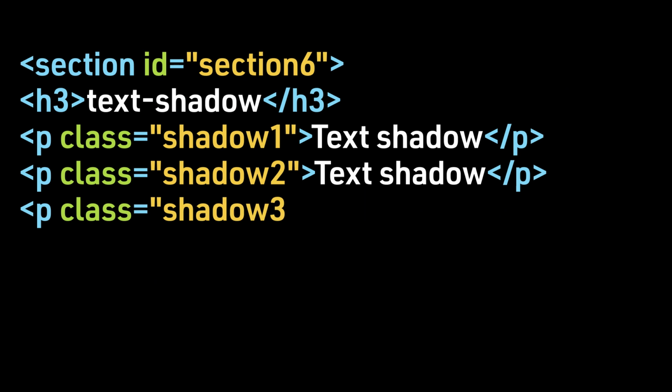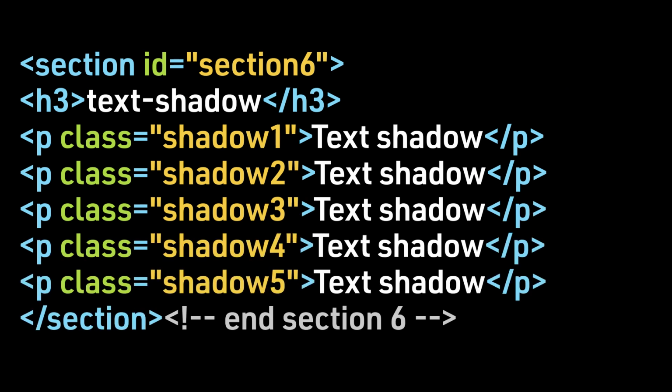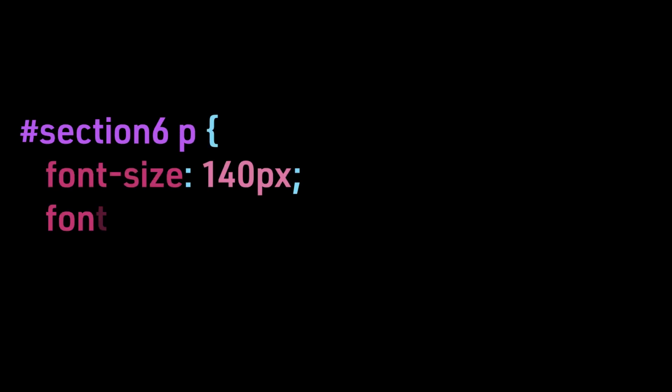Here is the HTML. Here we have created 5 different shadow classes to try different values for our text-shadow property. Here's the CSS. First, we will be applying a larger font size and a bolder font weight to our text so that we can actually see the text shadow properties better.